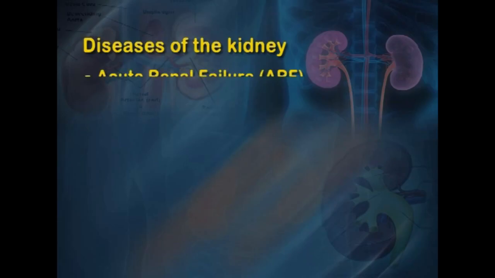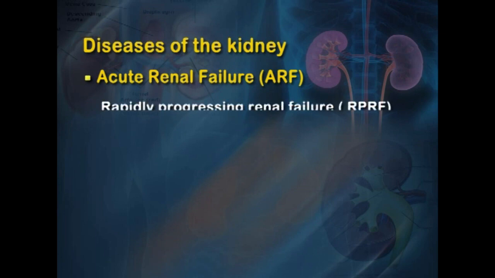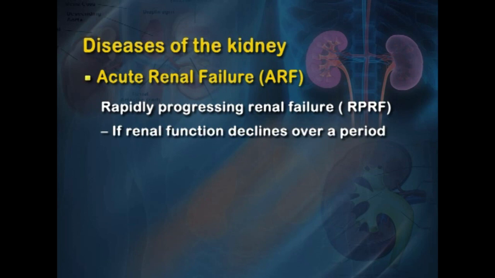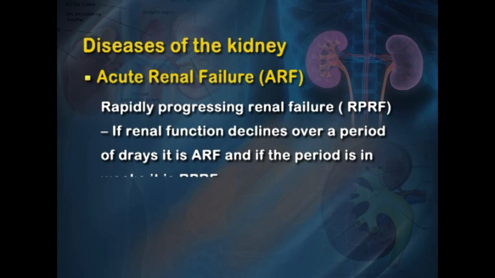The next category of kidney disease is acute renal failure and rapidly progressing renal failure. If renal function declines over a period of days, it is called acute renal failure or ARF. And if the period is in weeks, we call it rapidly progressing renal failure or RPRF.